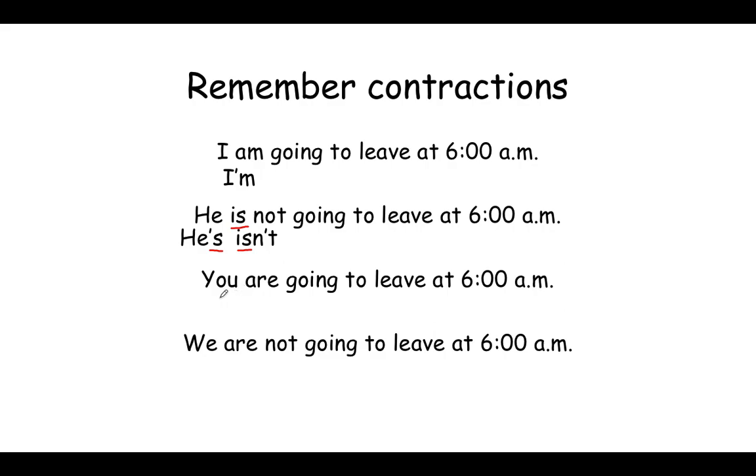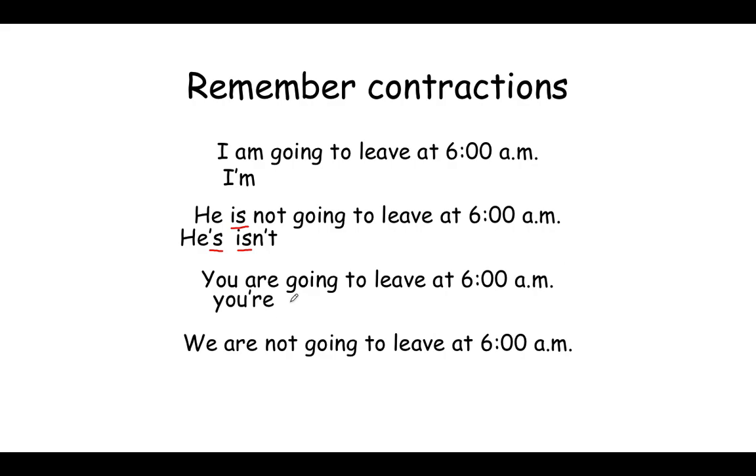The next sentence, you are going to leave at 6 a.m. So this one doesn't have not, but it has you and are. So we can put those together to say you're going to leave at 6 a.m. And we know that in this sentence, it's you are. You are, not your dog.